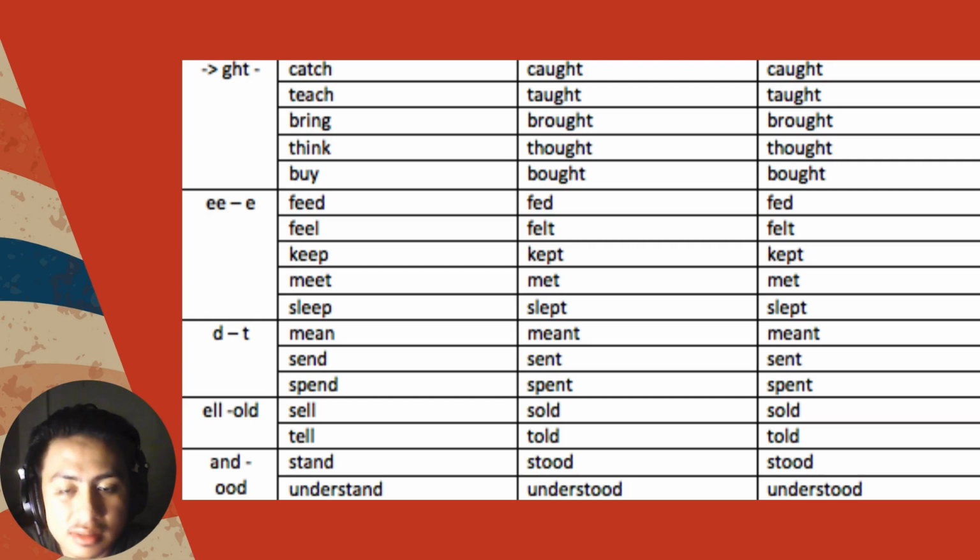And then the verbs that have l at the back of the verb, like sell and tell, are to be changed to the sound old, like sold and told. Sell becomes sold, tell becomes told. And lastly, the verb that has and at the back is to be changed to ood. For example, stand becomes stood, understand becomes understood. Understood?